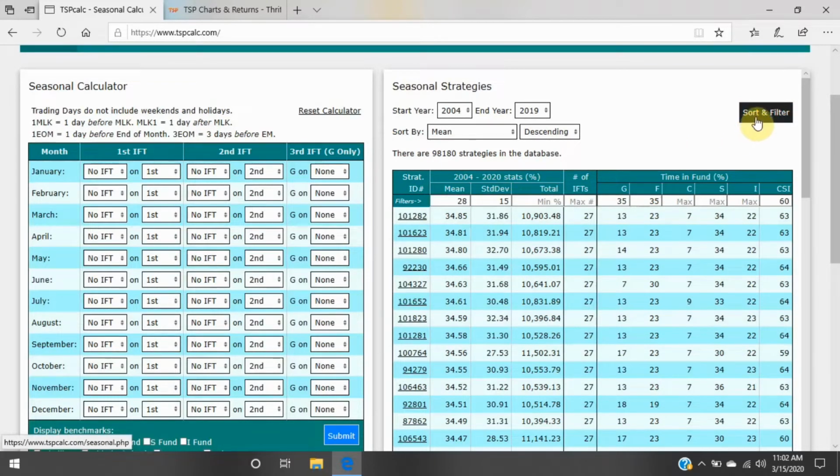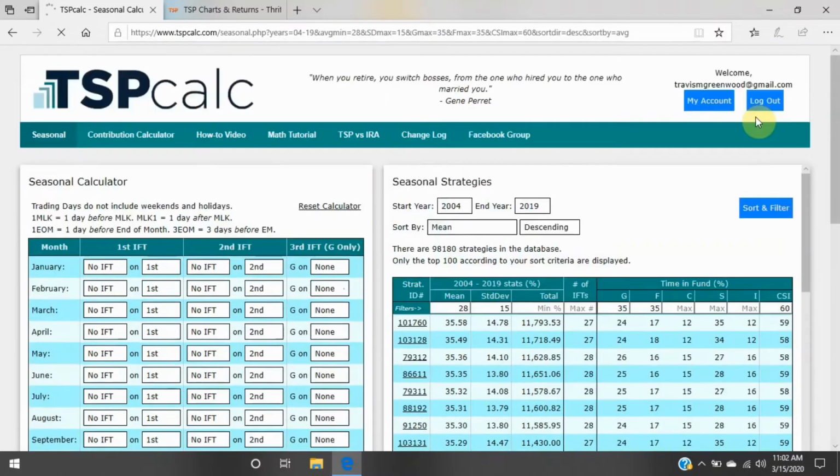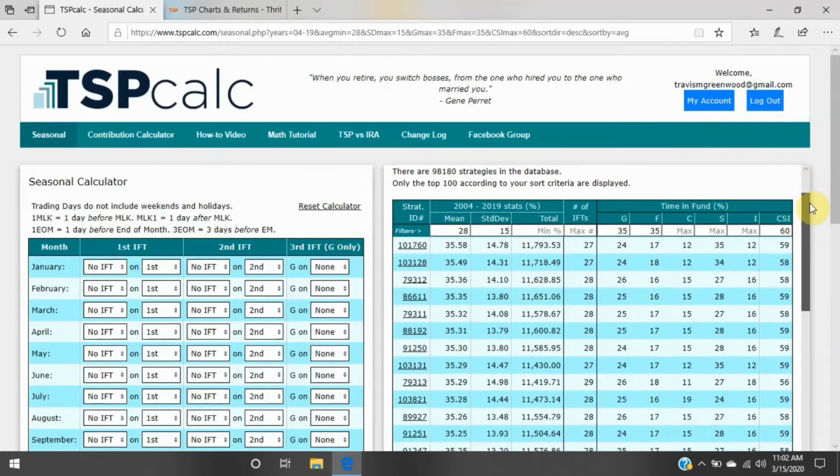So you come up here to the sort and filter button, and voila, we have a variety of strategies here.